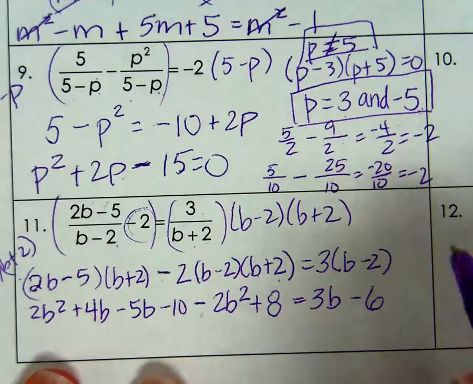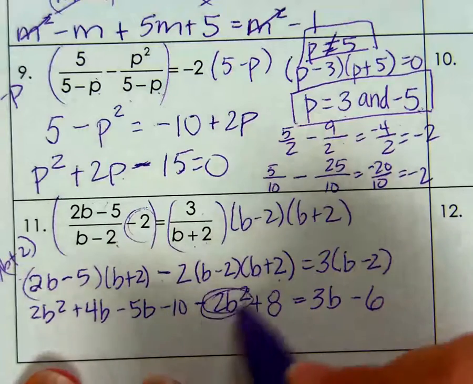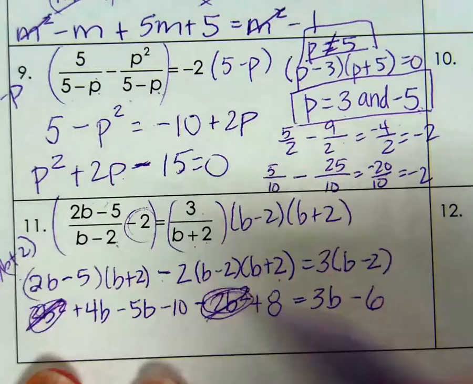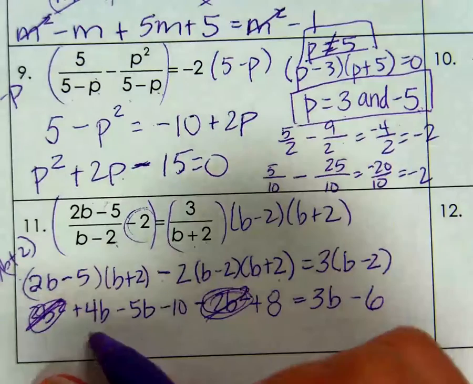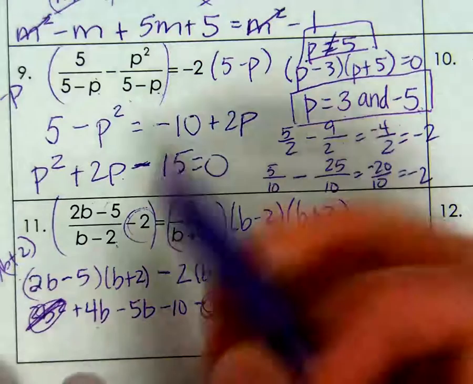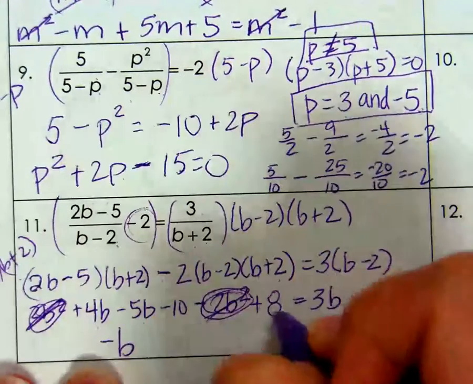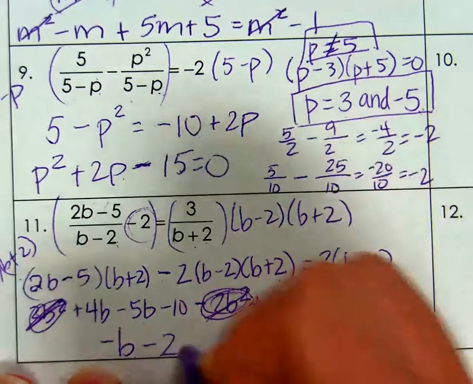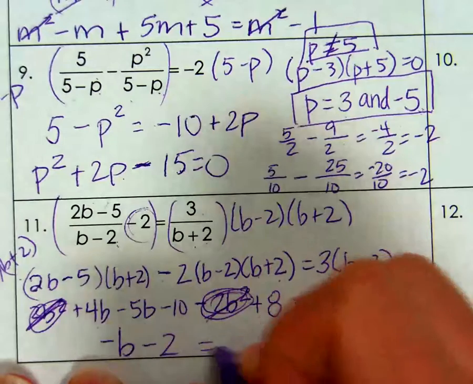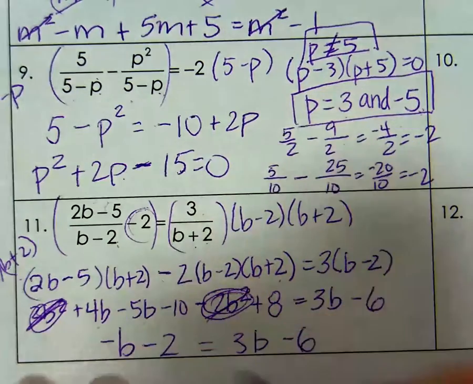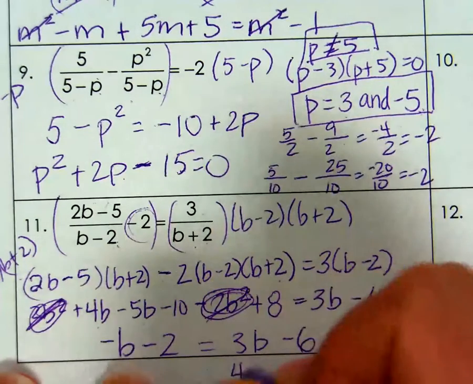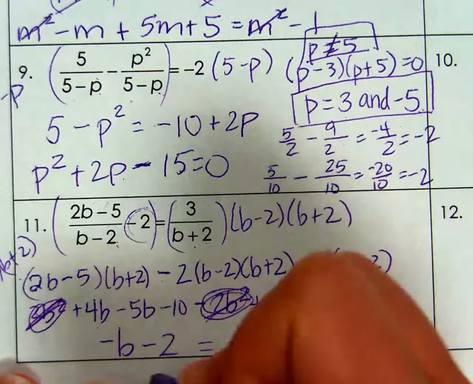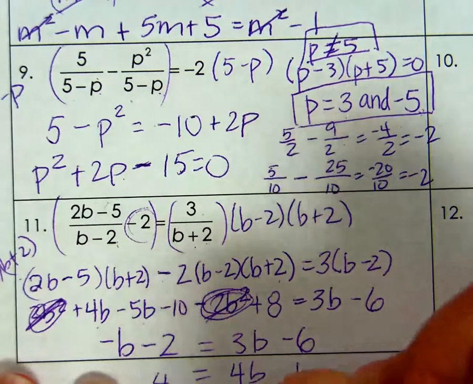Okay, cleanup time. In the same side, I've got negative 2b and positive 2b. Those cancel. I've got 4b minus 5b, so I have negative b. Negative 10 plus 8 is negative 2. Equals 3b minus 6. I'm going to move the b over, so I have 4b. I'm going to move the 6 over, so I have 4, so b equals 1.